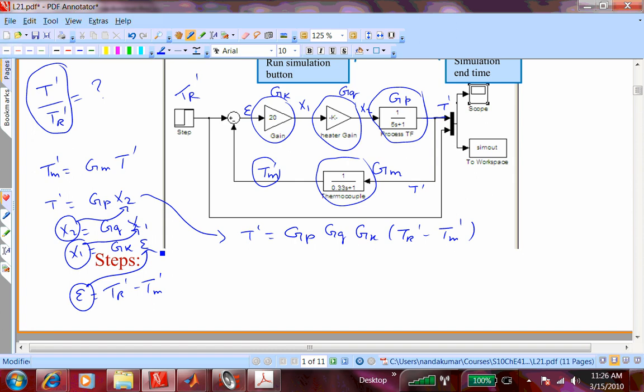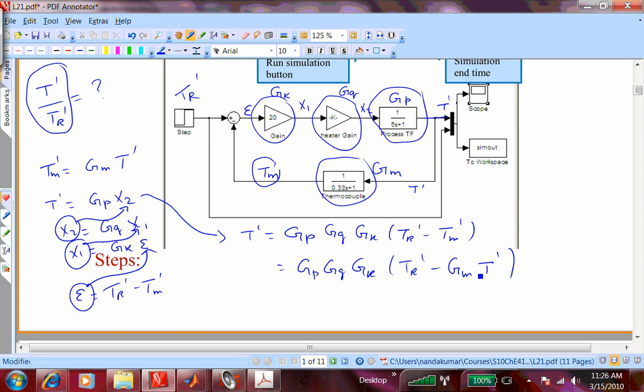Okay? What do I do next? Well, I want to keep in my expression only T prime and Tr prime. Everything else I want to get rid of. So I have Tm here. So I'm going to write this as Gp, Gq, Gk times Tr prime minus what is Tm prime? Gm T prime. Now what do I do? You see the feedback, the effect of feedback is dependence of the outlet temperature on itself. How does it manifest itself in the equation? T prime appears on both sides of the equation. So what do you do? You solve for it. You collect the two terms and solve for it.